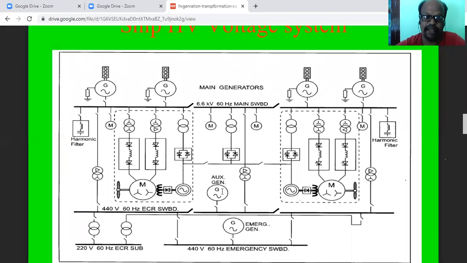And apart from that, there is one auxiliary generator also. The main purpose of the auxiliary generator, we all know, is that at the beginning we may need a very high amount of power, in order to overcome the moment of inertia and dead weight. Later, some of the generators may be cut off. It is only to maintain the propulsion.